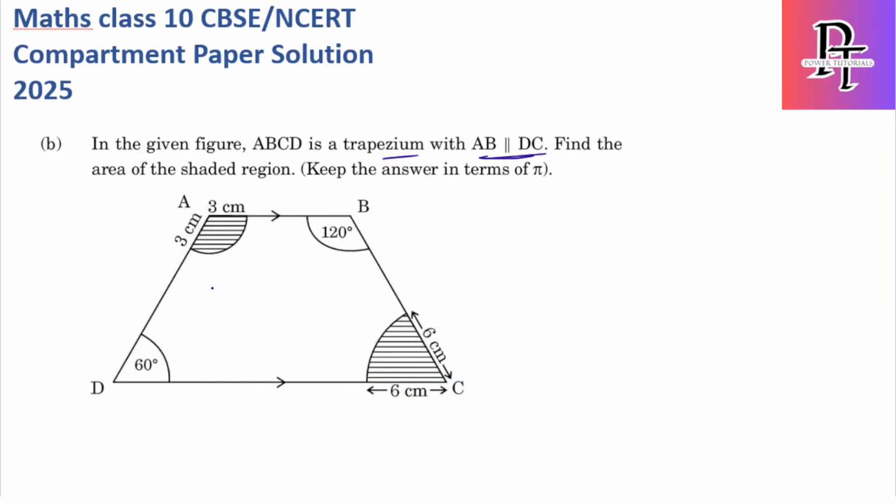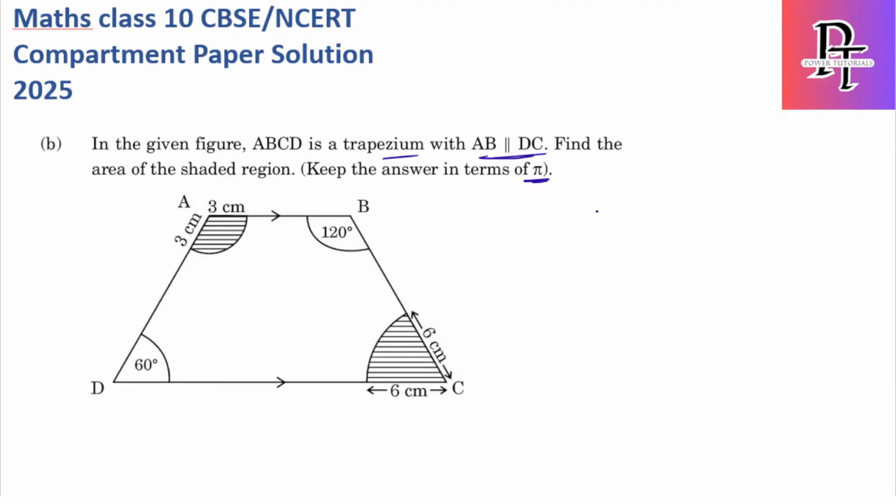Okay, let's see this question. In the given figure, ABCD is a trapezium with AB parallel to DC. Find the area of the shaded region. Keep the answer in terms of pi. So directly we have to keep it in pi. No need to substitute 22 by 7 or 3.14. Okay, so in the trapezium, they are asking for the shaded region, you have to get the area of this area plus the area of this area.